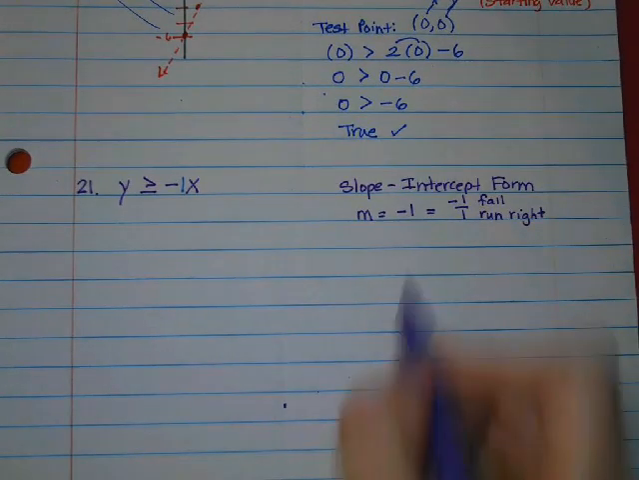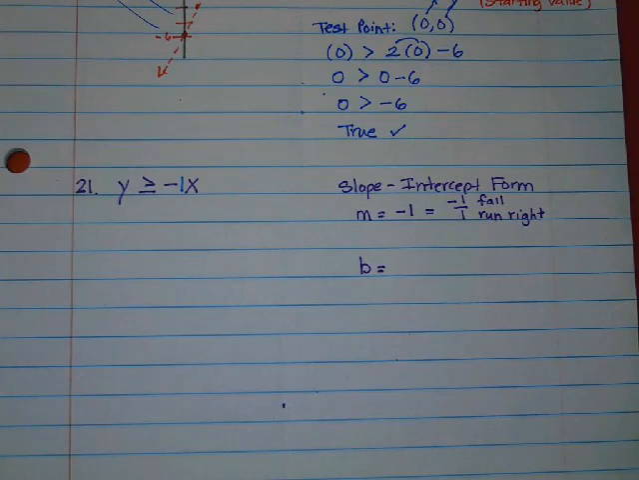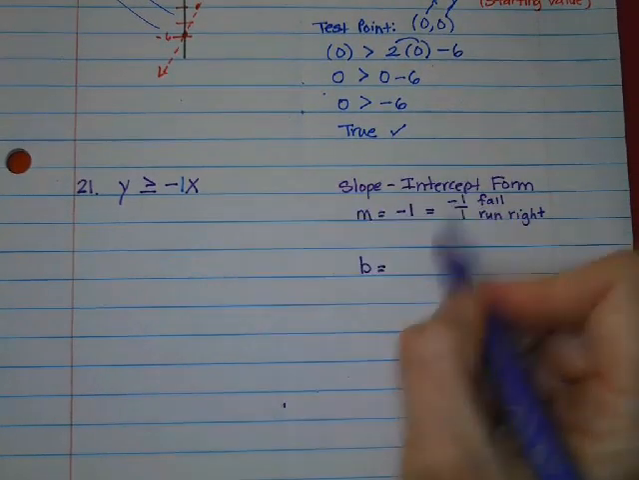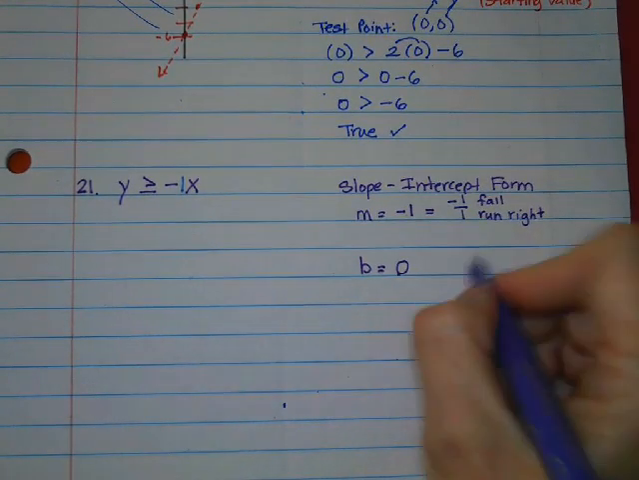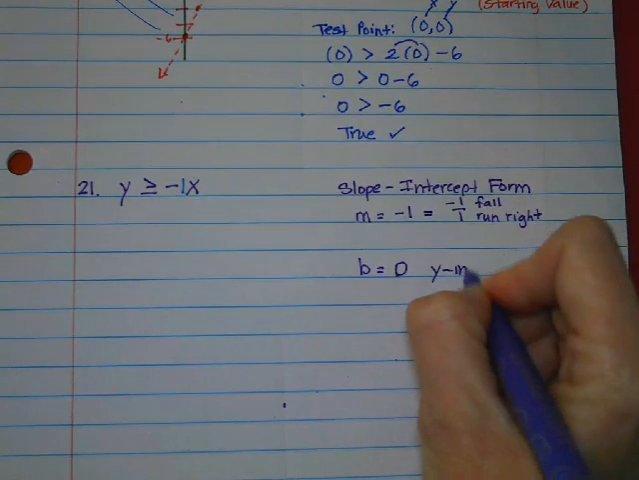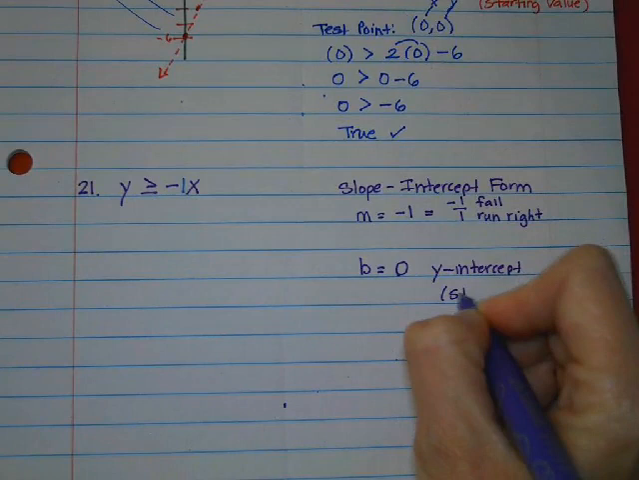All right, then I need to determine my b value, my y-intercept. What do you notice about this problem, Lakeisha? That's right, there is no b value back here. So my b value is 0. So that is my y-intercept. It is also my starting point.